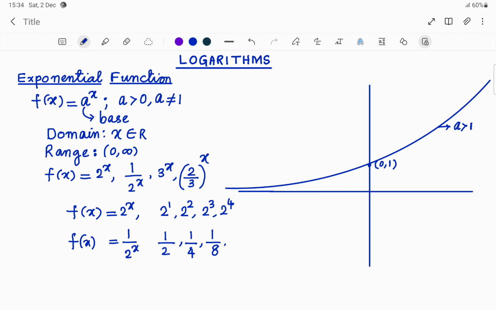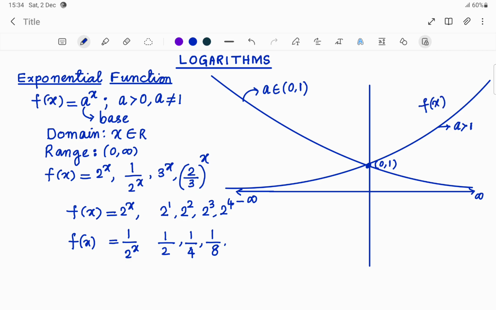Now coming to the base value between 0 and 1, how the graph looks like. This is how it looks like. So here the base value is between 0 and 1, so it is a decreasing function. So this is how the graph of any exponential function looks like.